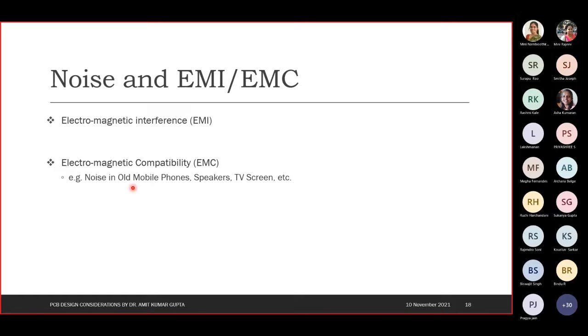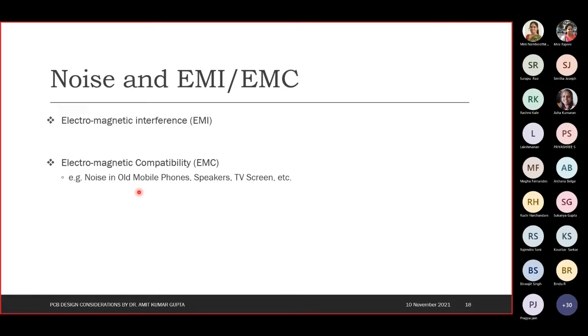In fact, this is altogether a different subject to study. EMI means electromagnetic interference and EMC means electromagnetic compatibility. Interference means A is disturbing B. An electronic system is disturbing any other electronic system B or any other circuit. So it is interfering; this is interference from A's side. If B is getting affected, it should have its own shielding or safety features, so that it does not get affected by other devices.